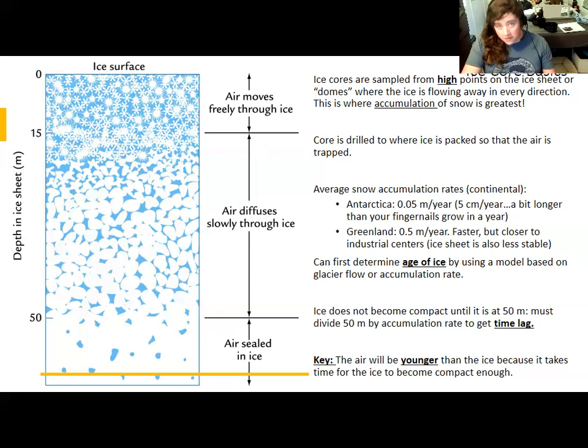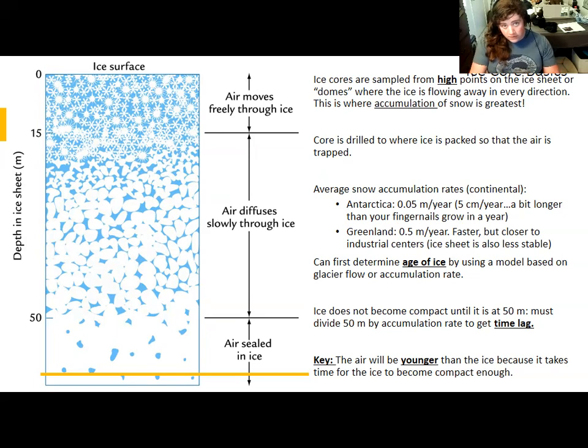And there's something that has to be considered that's really important. The ice does not become compact enough to trap air until it is buried about 50 meters deep. And when scientists are figuring out how old the ice is, they need to correct it for a time lag. It can be fairly easily done by dividing 50 meters by the relevant accumulation rate. And that's going to produce an amount of time. That's basically the amount of time that passes between the snow first falling and the snow being compacted enough to trap air. And that correction needs to be added on to the time.